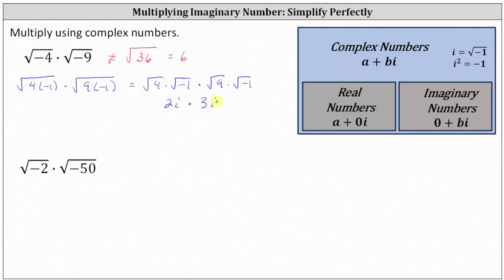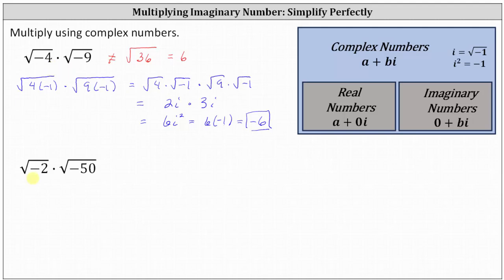And 2i times 3i is equal to 6i squared. i squared is equal to -1, giving us 6 times -1, which is equal to -6. So notice how the product is -6, not positive 6. Again, this is why we need to write square roots with a negative radicand in terms of i before multiplying.